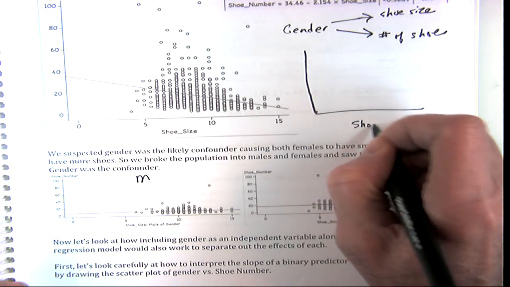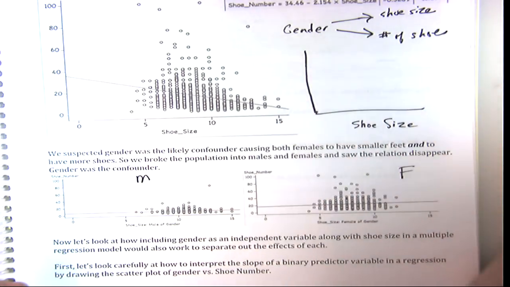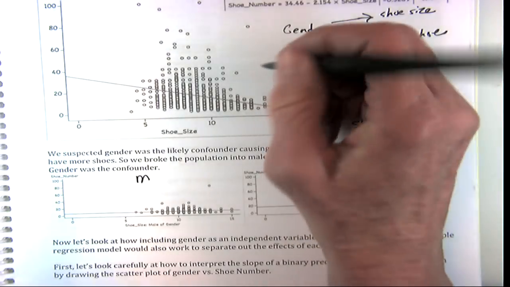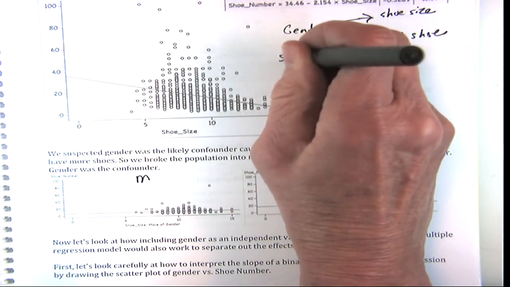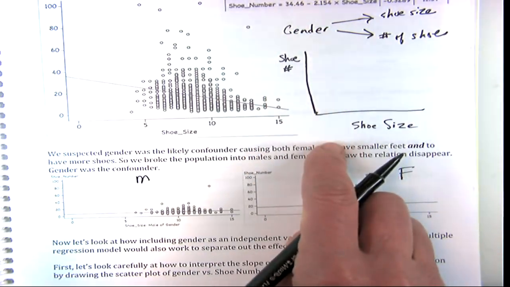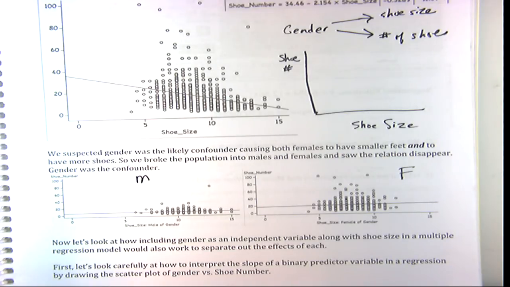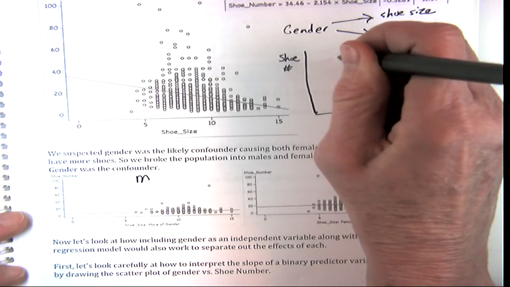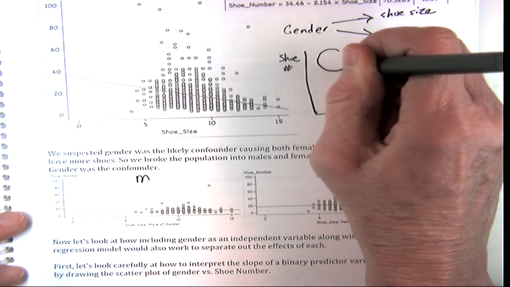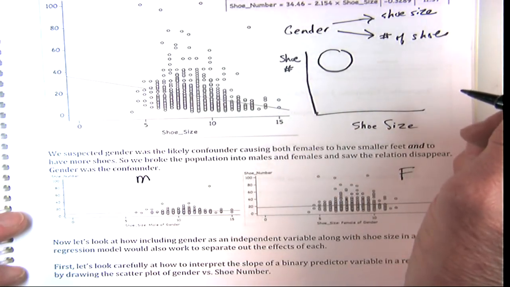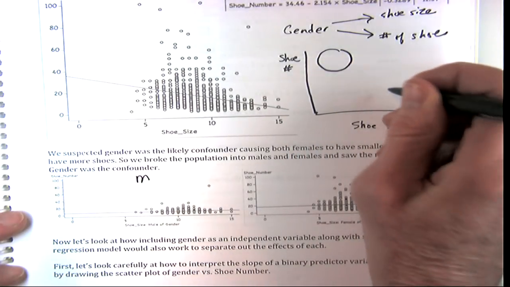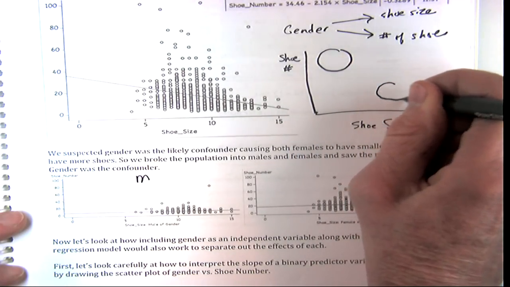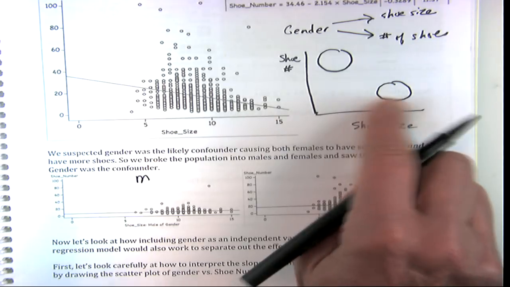Okay, so we have shoe size here, and we have shoe numbers, number of pairs of shoes, how many pairs of shoes, shoe number here. And the idea is this: we have two groups of people. The females, I'm going to do a very exaggerated version here, where they have a lot of shoes up here, there's a group, and smaller feet, and the males down here with bigger feet and fewer shoes.